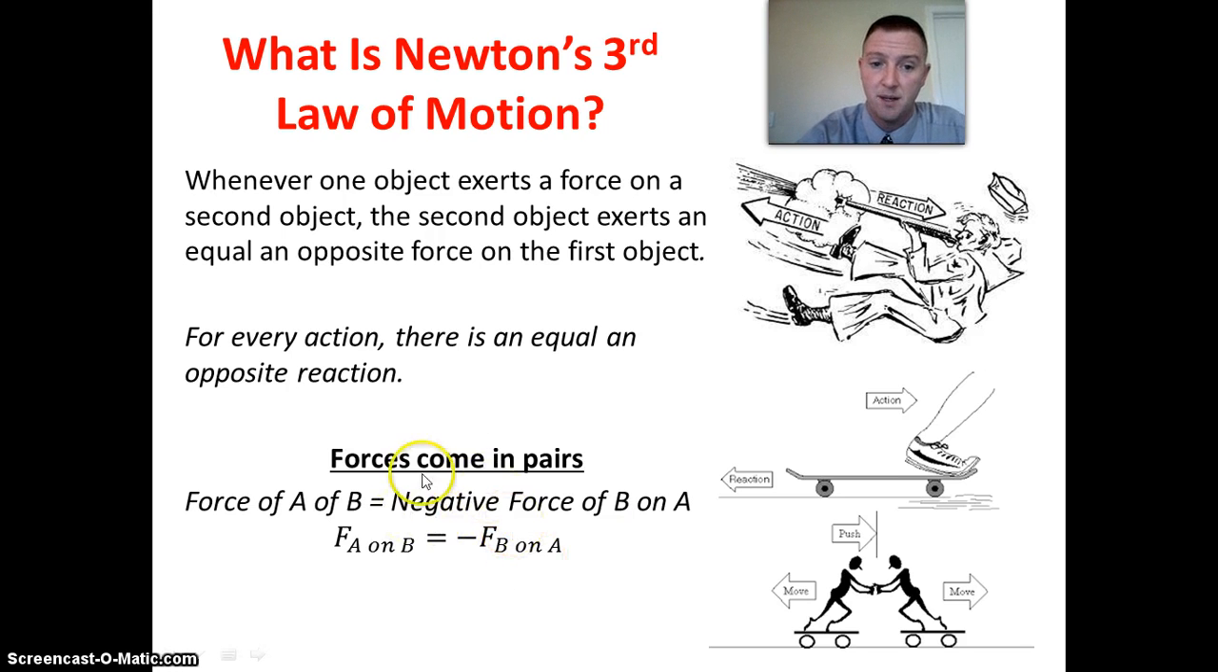Why? Because forces come in pairs. The force of A on B is equal to the negative force of B on A. So opposite direction gives me a negative sign. In physics, we write that F of A on B equals negative F of B on A. So the force of A on B is equal and opposite to the force of B on A. What does that mean? Let's take a look at our pictures.